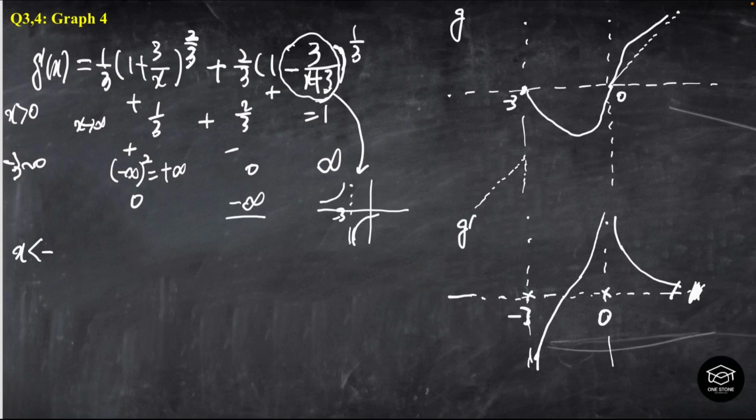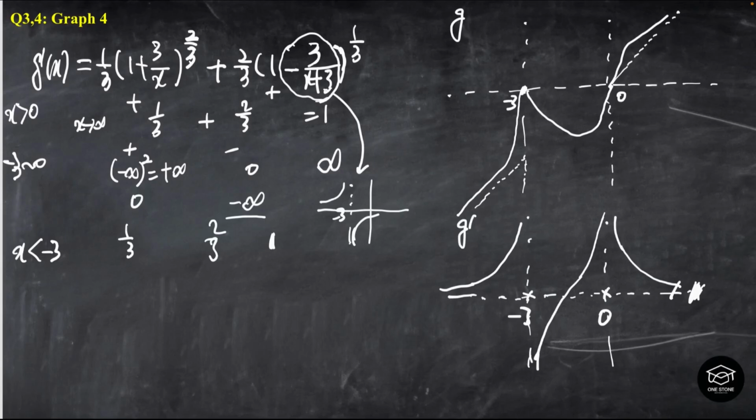When x is less than -3, as x goes to -infinity, the derivative approaches 1. But as x approaches -3 from the left, the derivative increases without bound. It goes to positive infinity. So overall, the function g of x increases with a slope getting closer to 1 as x goes to -infinity, and becomes very steep as x gets close to -3 from the left. It passes through the point -3, 0, and behaves like an increasing function in that entire region.